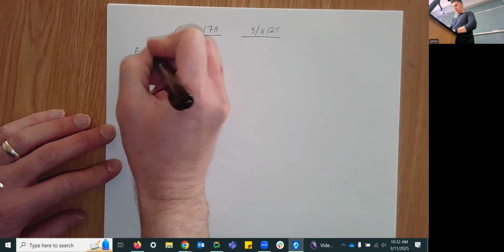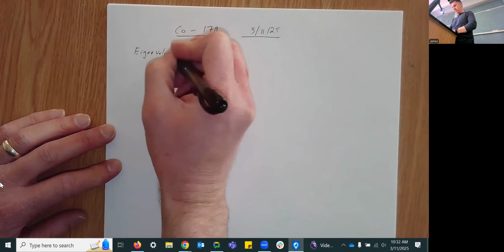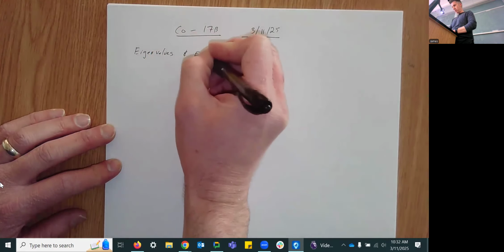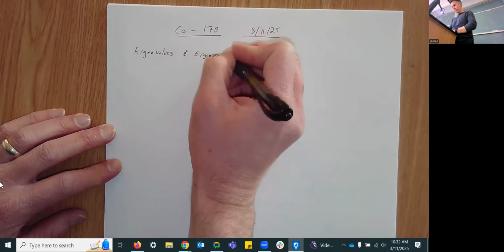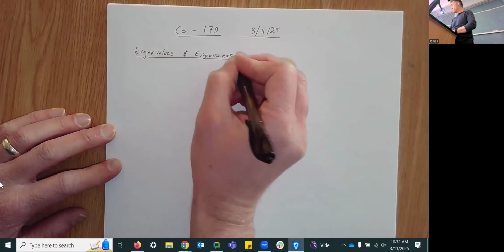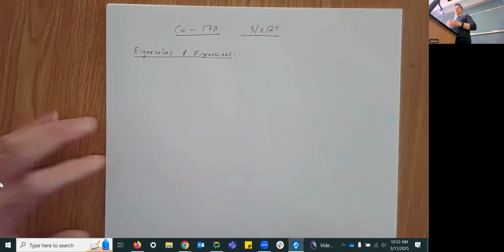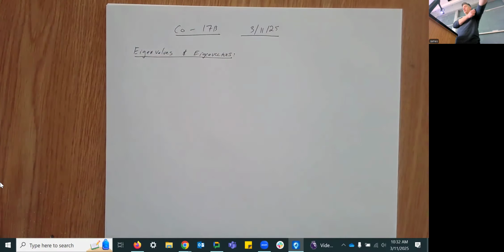So today we're going to talk about eigenvalues and eigenvectors. And also hopefully some repeated matrix multiplication. The general idea here is the following. When you multiply a matrix by a vector, you get back a vector typically.